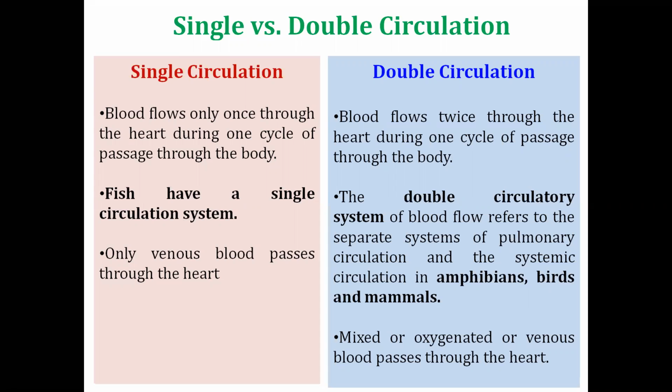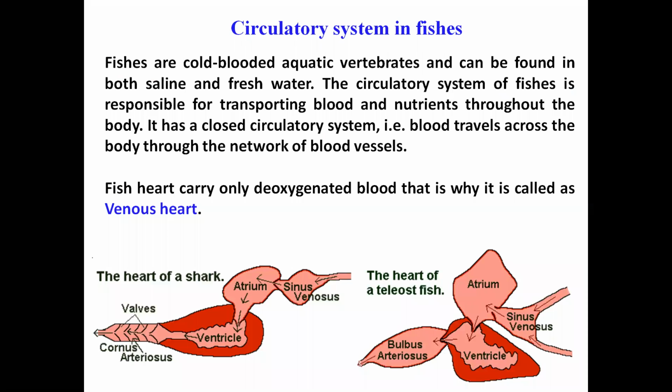Pulmonary circulation means the heart pumps the blood towards the lungs for oxygenation, and then the heart again pumps the oxygenated blood through the systemic circulation to the different organs. In double circulation the heart may have mixed, oxygenated or venous blood, meaning the heart has all three types of blood. But in single circulation only venous blood passes through the heart. Single circulation is found in fishes, and double circulation is found in amphibians, birds, reptiles and mammals. Now we'll talk about the circulatory system in fishes.